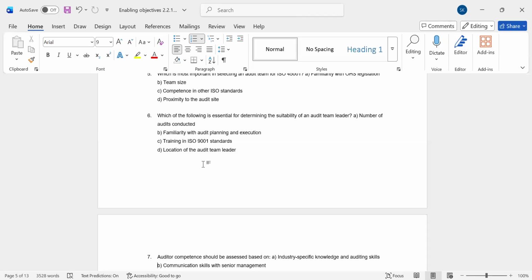Which of the following is essential for determining the suitability of an audit team leader? A, number of audits conducted. B, familiarity with audit planning and execution. C, training in ISO 9001 standard. D, location of the audit team leader. So familiarity with the audit. It's B, familiarity with audit planning and execution. It should be B only. Right. B is the best fit answer.